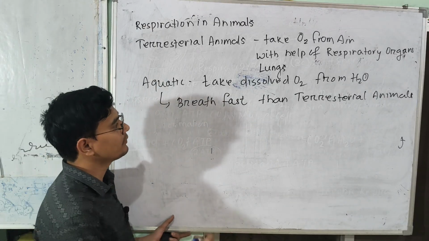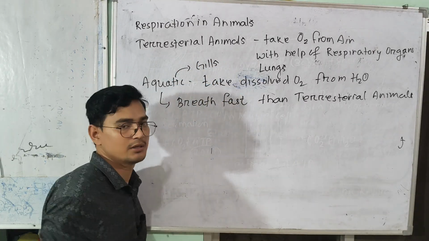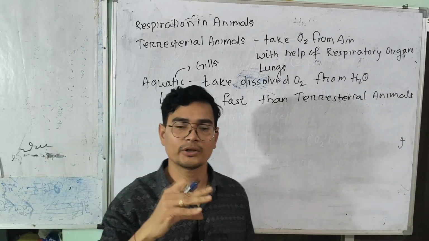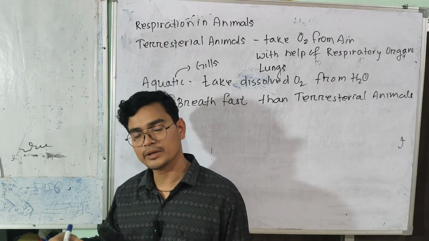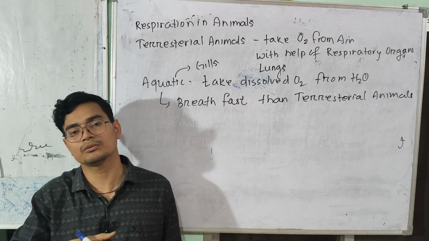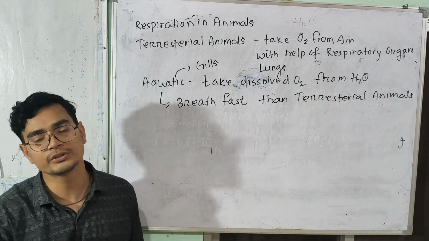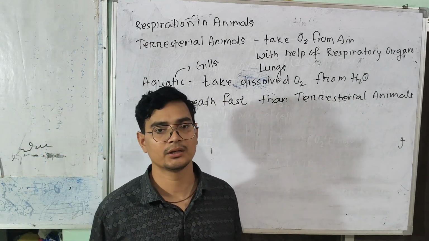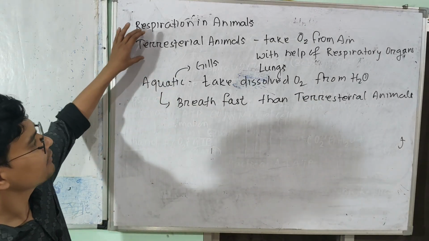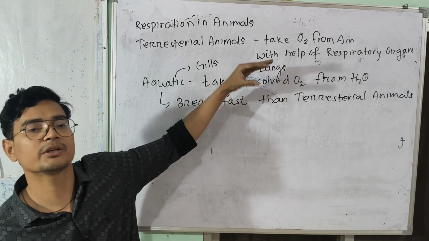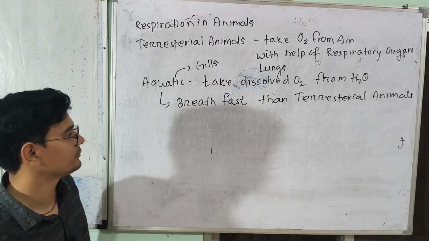ओके. विद द हेल्प ऑफ गिल्स. एक्वेटिक एनिमल गिल्स से करता है हमेशा. जो माउथ हमेशा ओपन रहता है, माउथ से वाटर एंट्री करता है, गिल्स के थ्रू वो एग्जिट कर जाता है, और डिजल्व ऑक्सीजन को वो गिल्स कैप्चर कर लेता है. गिल्स में ब्लड कैपिलरीज, ब्लड वेसल रहता है, वो उसे बॉडी को सप्लाई करता रहता है. ओके, यू अंडरस्टैंड दिस थिंग. एंड टेरेस्ट्रियल एनिमल हमारे पास लंग्स है. लंग्स से हम एक्सचेंज ऑफ गैसेस करते हैं.